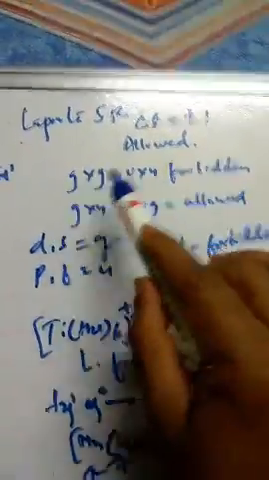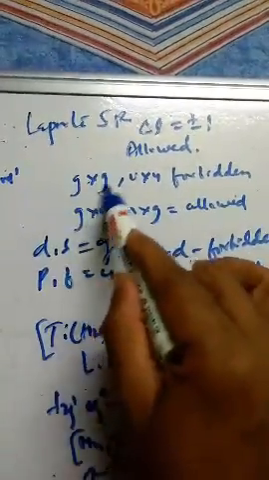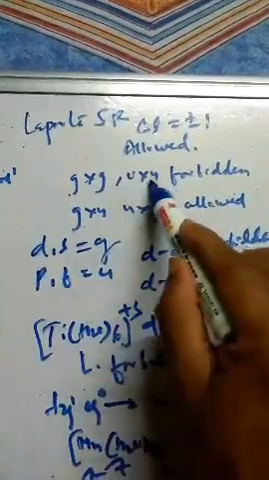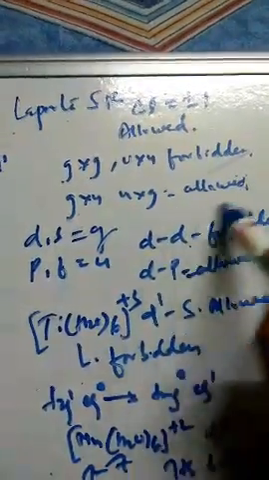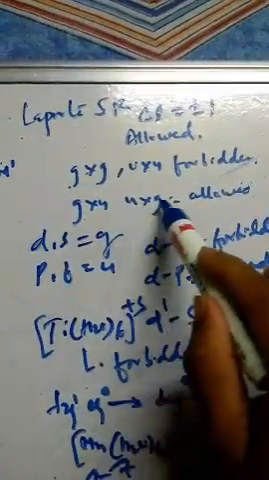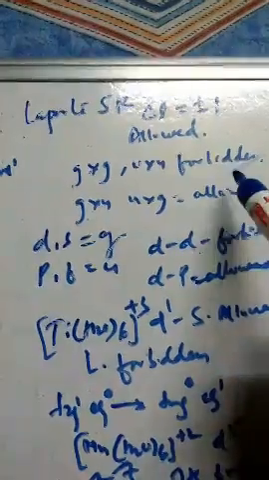If you go for symmetry, it is gerade into gerade, or ungerade into ungerade, that transition is forbidden. So for an allowed transition, it should always be gerade into ungerade, or ungerade into gerade. So this should be the allowed transition.